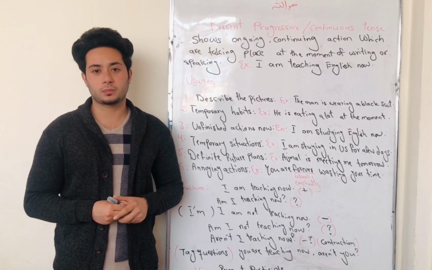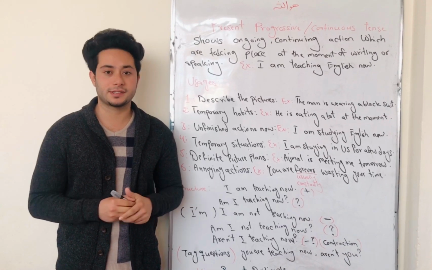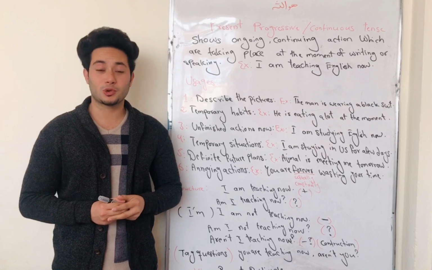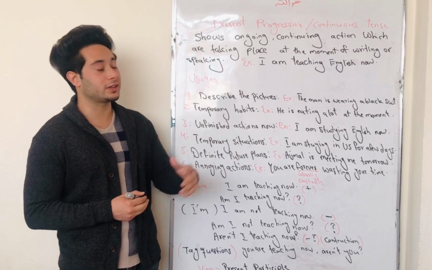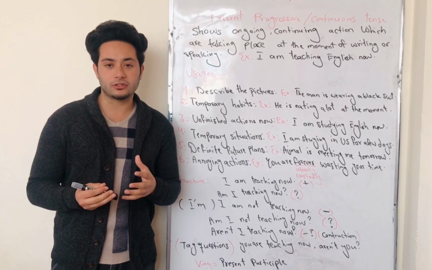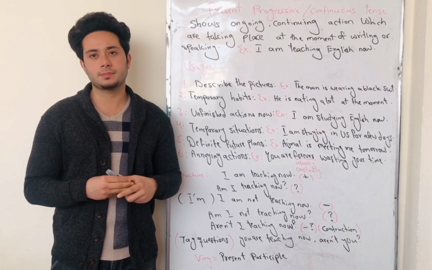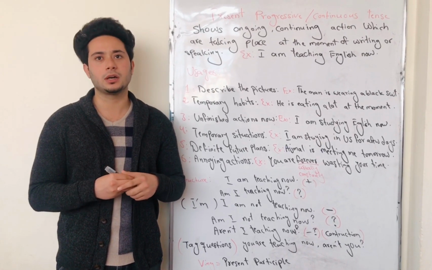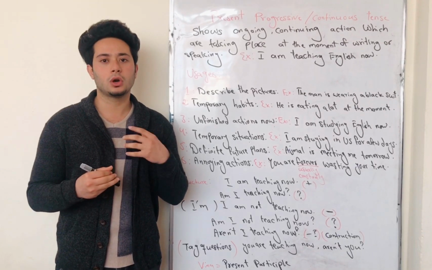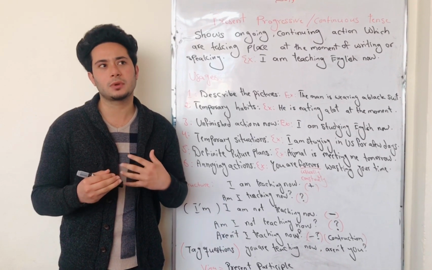Today, the lecture is about present progressive or present continuous tense. Before talking about present progressive tense, let's talk about progressive and continuous. What is the difference between progressive and continuous? They are completely similar. It belongs to the speaker or the user, which one they want to use. It belongs to their choice.